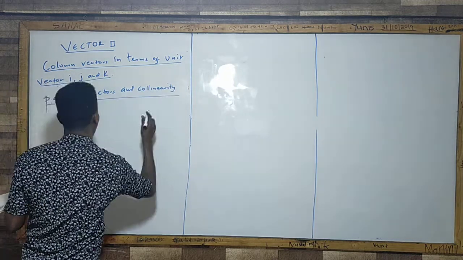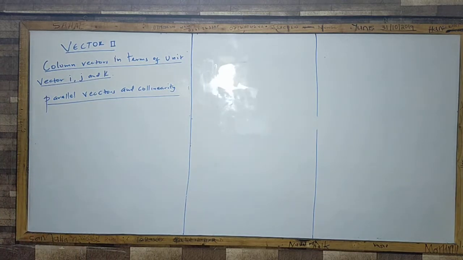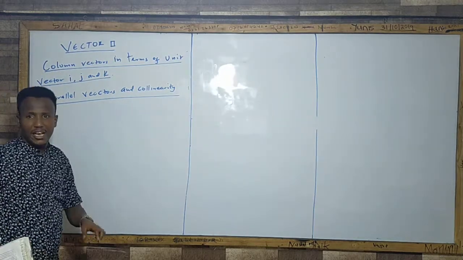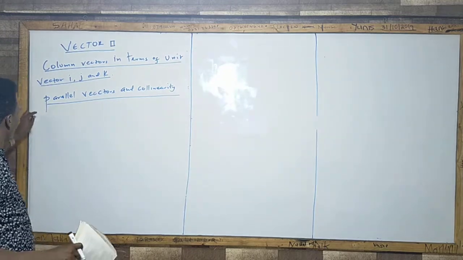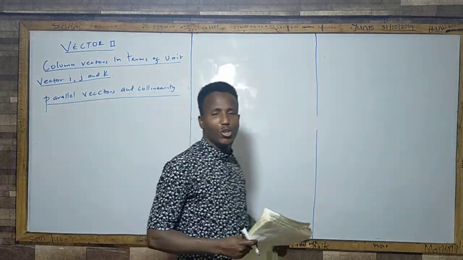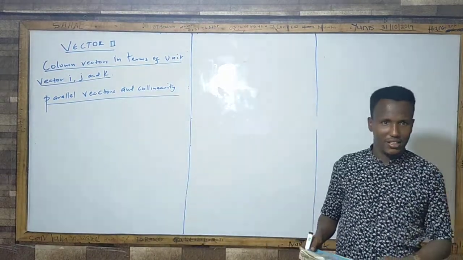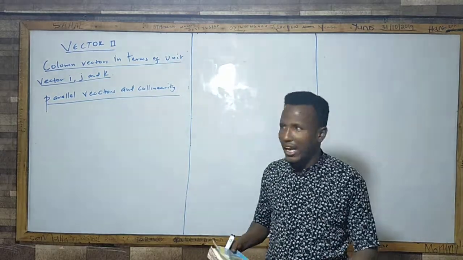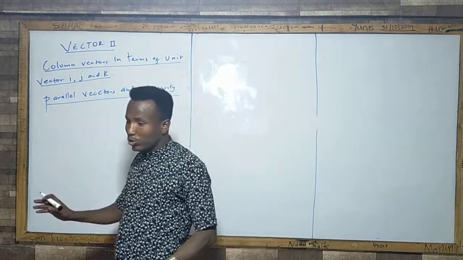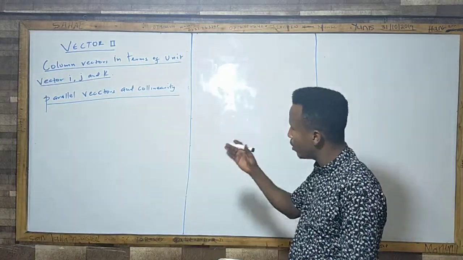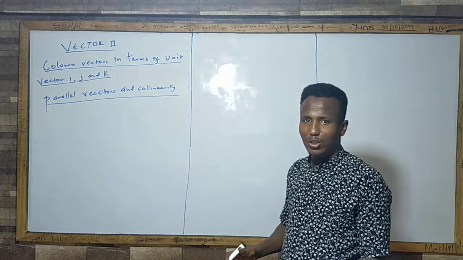Collinearity comes from the word collinear. The reason they use the conjunction "and" here is because parallel vectors and collinear vectors have a relationship. Unless you know how to test the parallelity of vectors, you cannot test the collinearity of vectors. You cannot test whether two or more vectors are collinear if you cannot test whether they are parallel. So these two go together.